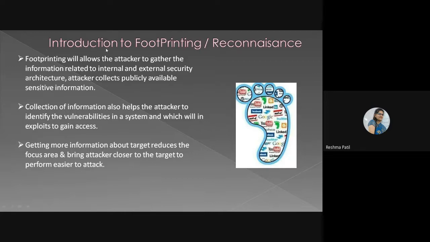Footprinting will allow the attacker to gather information related to internal and external security architecture. The attacker collects publicly available sensitive information about that particular victim. Publicly available sensitive information means your social media information that is easily available. Wherever you are going, you are sending your photos, which gives the location of where you are. Everybody will get that location easily, so that information is publicly available.